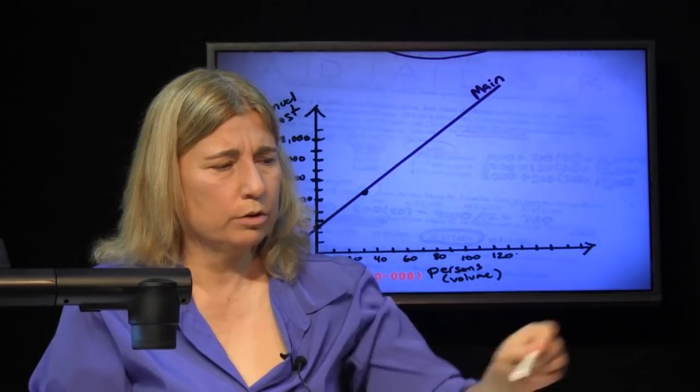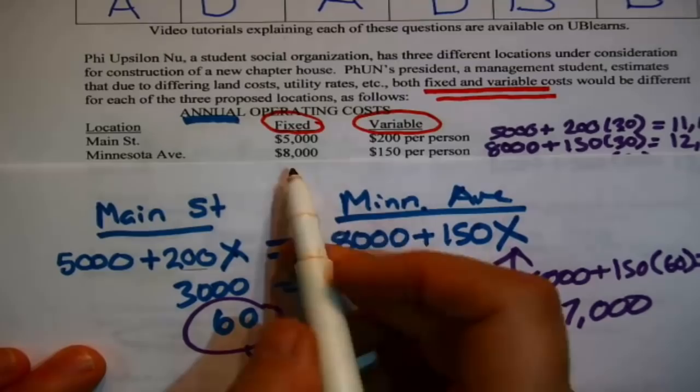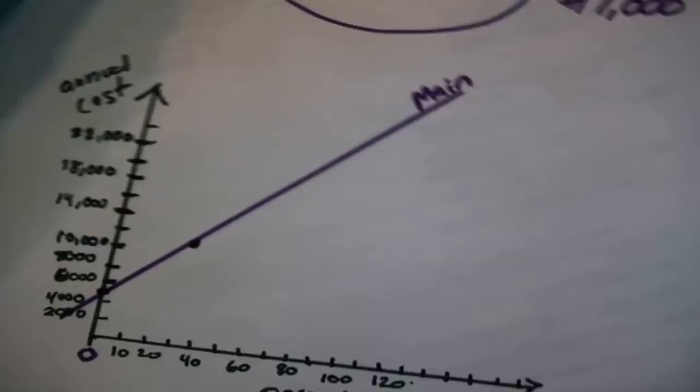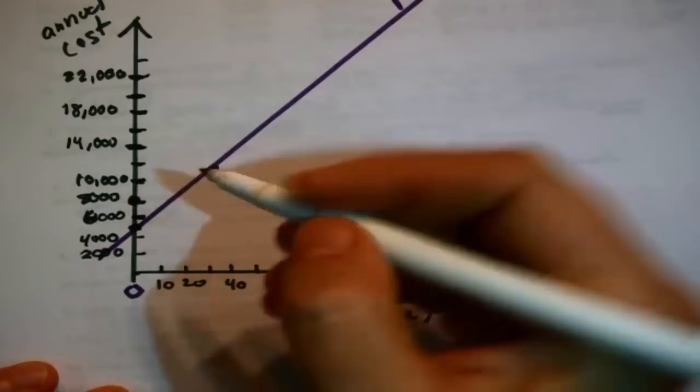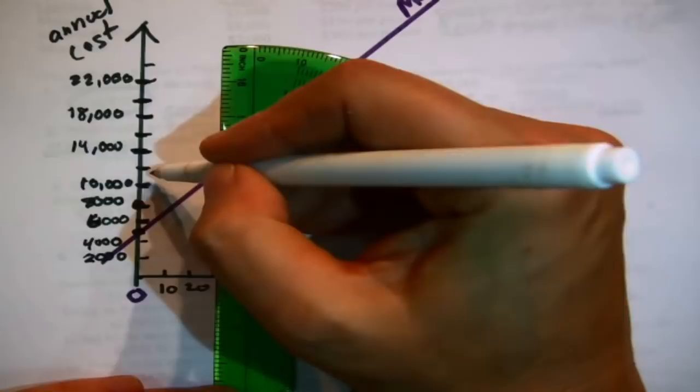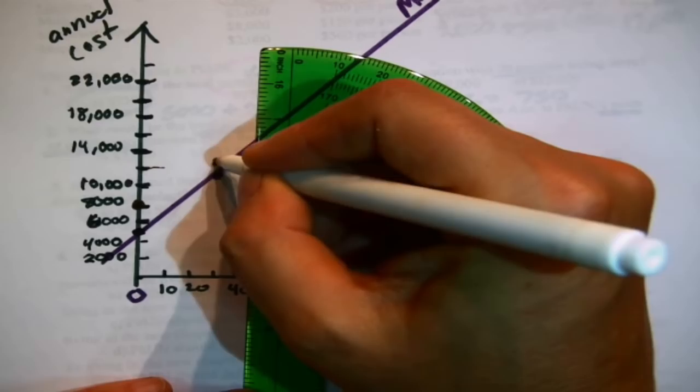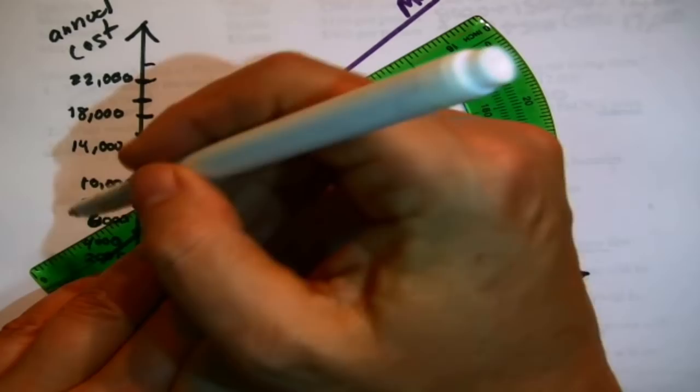Okay, now we have to do all three of them. Who's next? Next, on the table, is Minnesota Avenue. Fixed cost is 8,000. Oops. Fixed cost is 8,000. I gotta remember that. And if 30 people are living there, the total cost was 12,500. That's 12,000 on my graph, so 12,500 is just barely above that. So connect those 2 points.